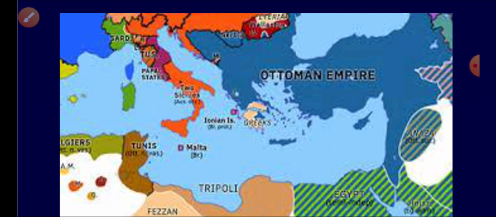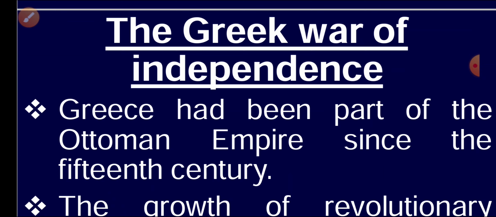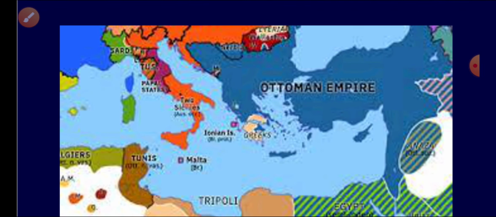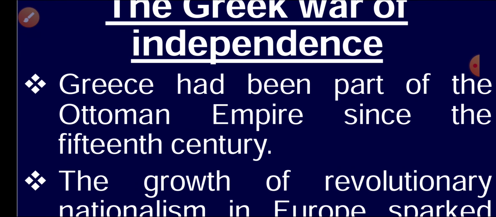This is the map of Europe at that time. You might see that most of the territories in Europe were under the Ottoman Empire. Here the Ottoman Empire is shown. In the next slide, the Greek War of Independence is given. Greece is a nation which was under the control of the Ottoman Empire, as we had seen in the previous map. This Ottoman Empire of Turkey, which has Rome as its capital, was a Muslim empire.